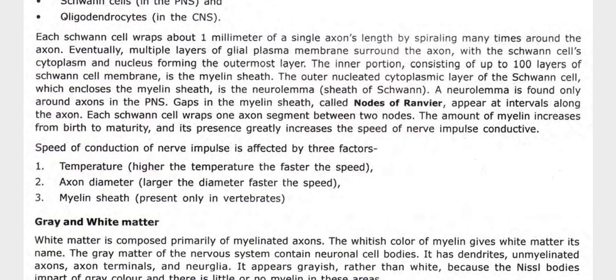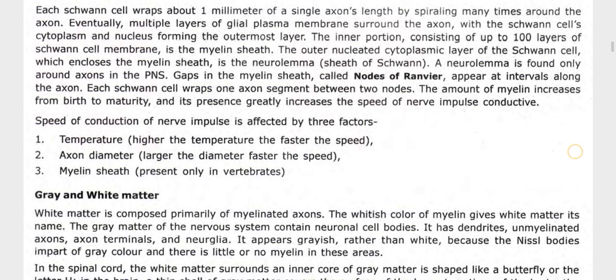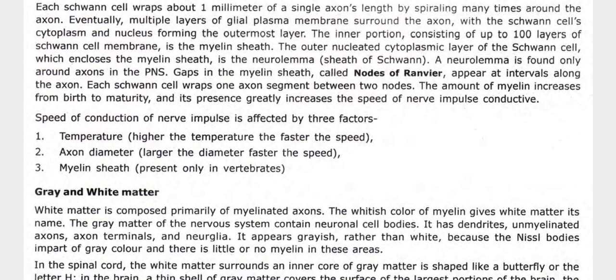The outer nucleated cytoplasmic layer of the Schwann cell, which encloses the myelin sheath, is the neurolemma, or sheath of Schwann. A neurolemma is found only around axons in the PNS. Gaps in the myelin sheath, called the nodes of Ranvier, appear at intervals along the axon. Each Schwann cell wraps 1 axon segment between 2 nodes. The amount of myelin increases from birth to maturity as it greatly increases the speed of nerve impulse conduction.